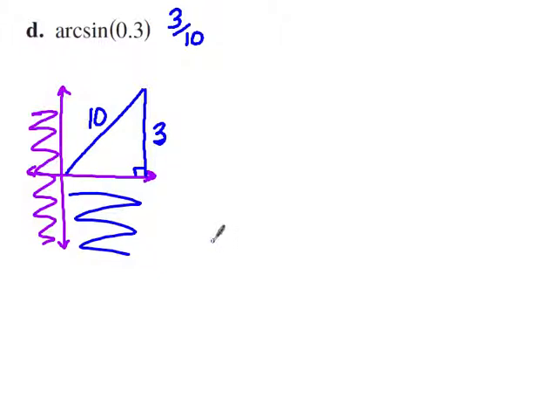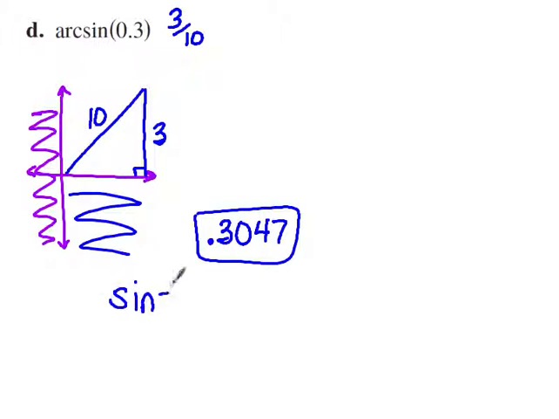What'd you get? 0.30469265. So 0.3047 to 4 decimals. This thing, we already know it's not a special triangle. So how did you find that then? The inverse sine. On your calculator, do the inverse sine of 0.3.